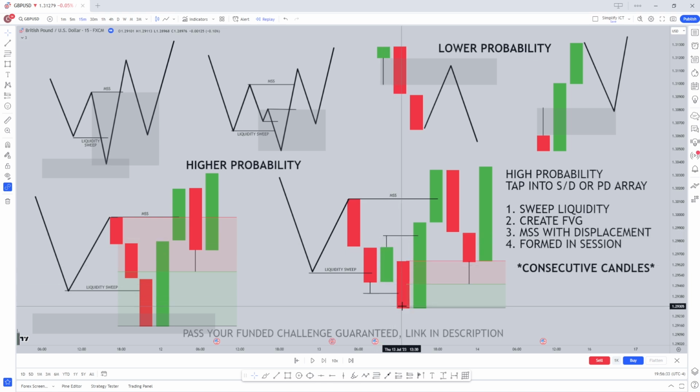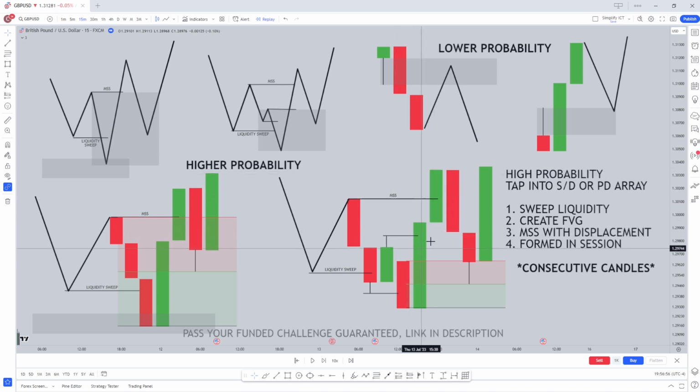So as you can see, liquidity was taken out here. Now if it was consecutive candles over here, we'd mark this out as the order block. For this example, we've just chosen one single candle, which is valid in this scenario. And then after sweeping this liquidity for the second time, so it's done one liquidity sweep here and the second over here, now it's moved to the upside, and has it caused a market structure shift with displacement? As you can see, yes, it has.